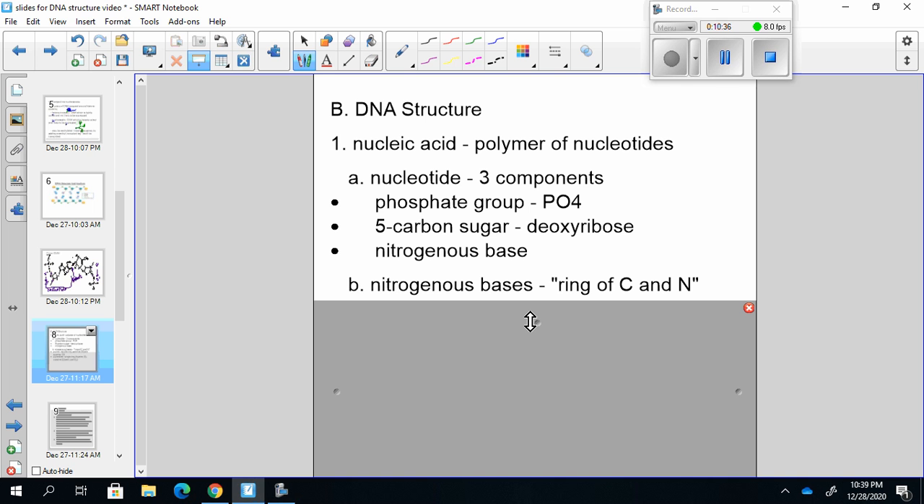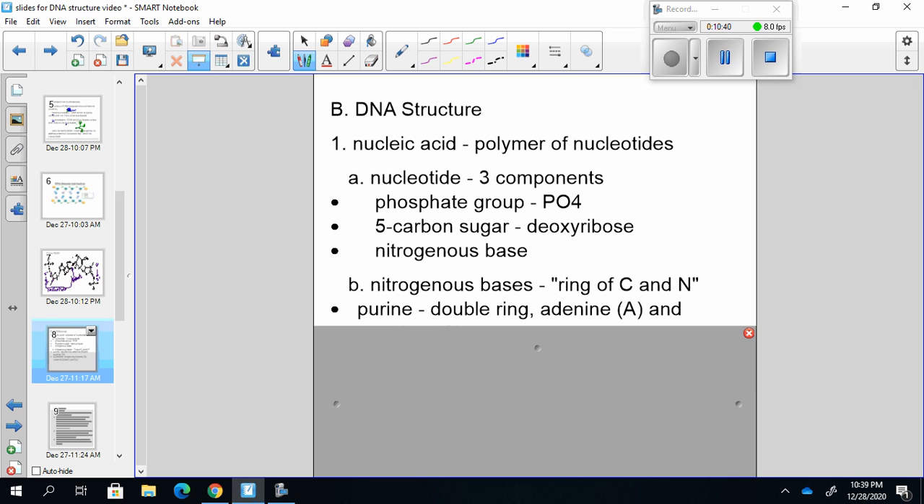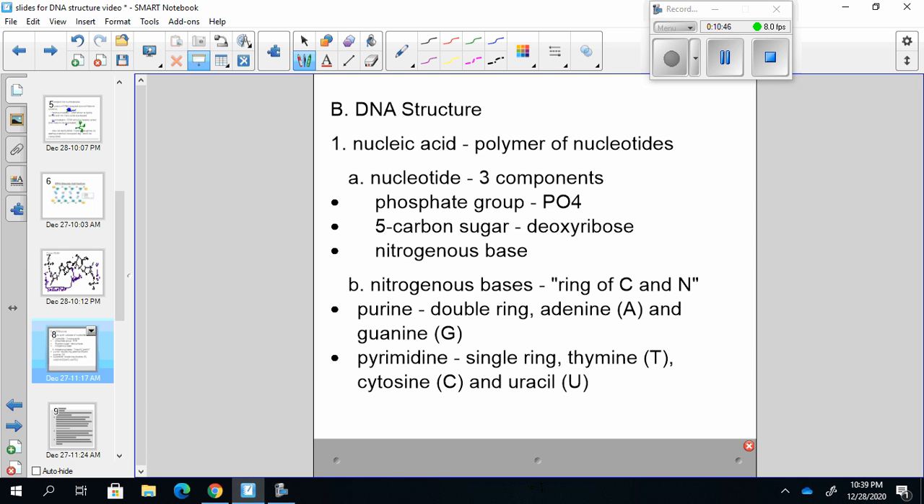All right, and then the nitrogenous base, I got to do a little bit more details on. So that's back when we did biochemistry, we talked about it as a ring of carbon and nitrogen. And the double rings are called purines. They are adenine and guanine. And then the single rings are the pyrimidines. Those are the thymine, cytosine, and uracil. T's, C's, and U's.